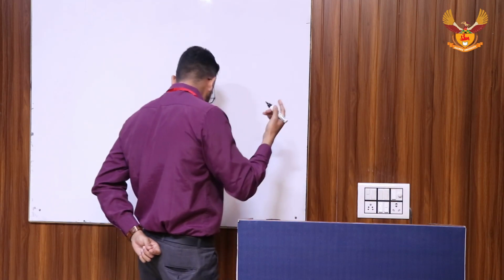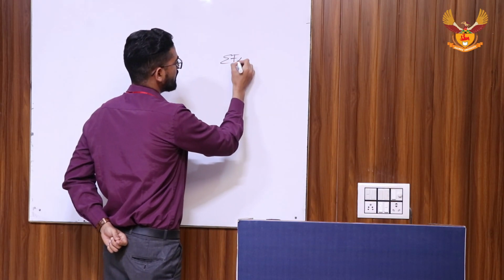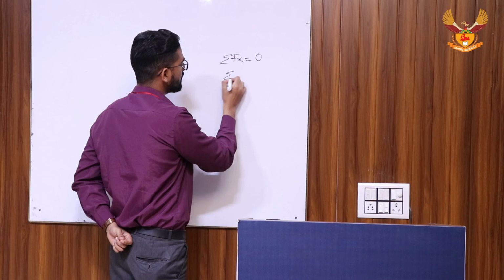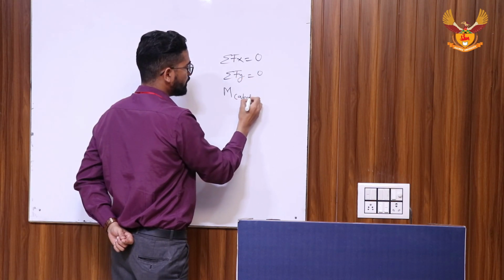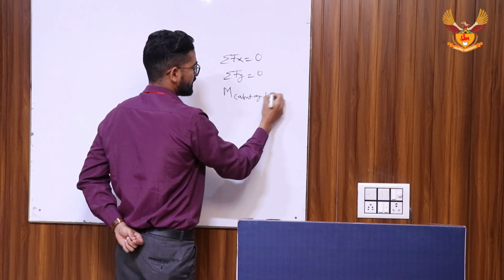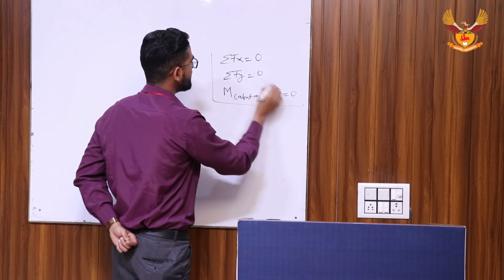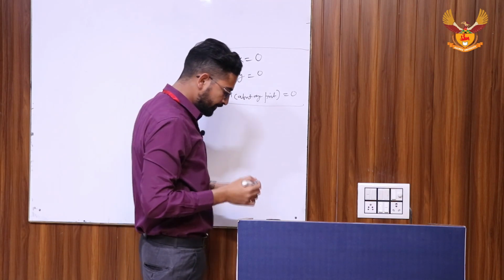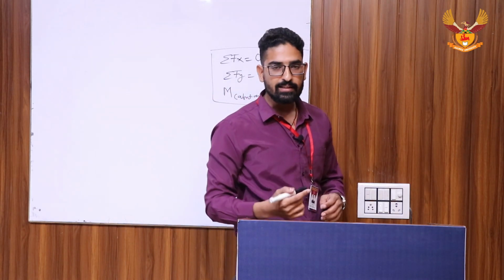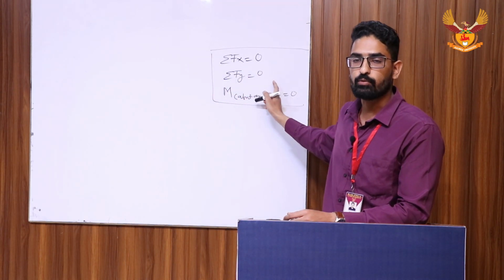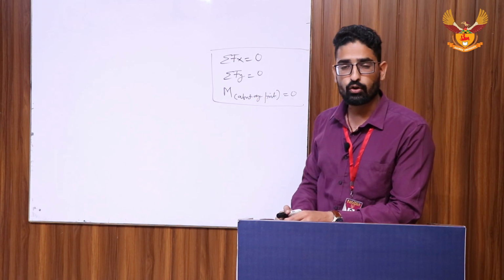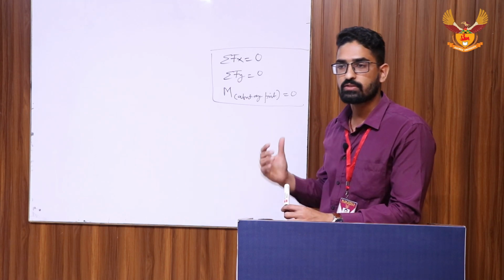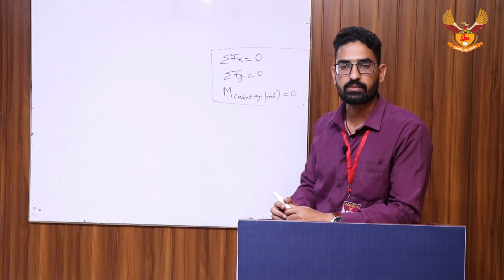And what are the three equations of equilibrium? These are the three equations of equilibrium: summation Fx equals 0, summation Fy equals 0, and moment about any point equals 0. Those structures which can be easily analyzed by using these three equations are called determinate structures, and those which cannot be fully analyzed by them are called indeterminate structures.